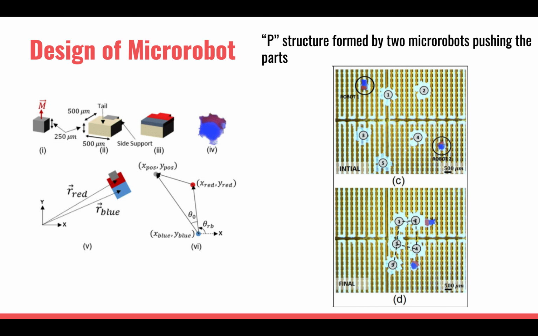So here I want to talk about the design of our micro-robot from the previous work. As you can see in the left figure, the body of the micro-robot is painted red and blue, and we add a magnet to shift the mass center from the body center, and also add a trailer and side supports. The figure on the right shows our micro-robot pushing the parts to assemble a P shape.